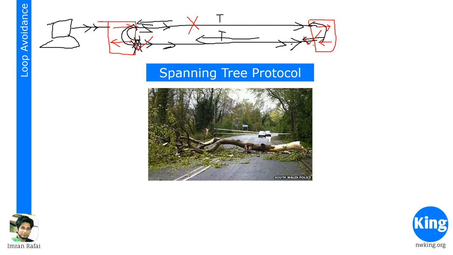This is spanning tree protocol for you in very, very short form. So basically, to summarize, spanning tree protocol is a mechanism to disconnect a backup line. That's how I think about spanning tree protocol. It's just like a tree falling on the road and this road is disconnected, right? So this is spanning tree.